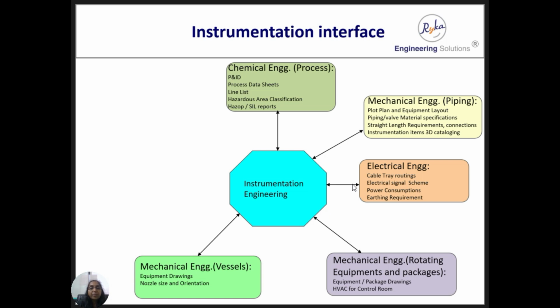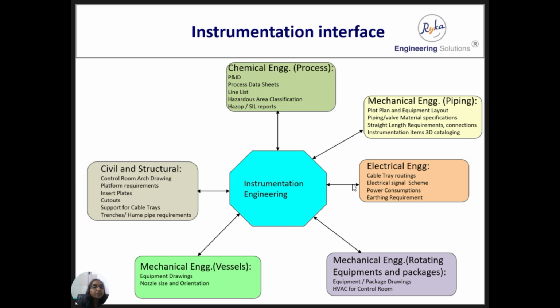Then for tanks and vessels, all these equipment drawings are shared with the instrument engineer so that the instrument engineer ensures the connections are correct with respect to the instrument items installed on them. Nozzle sizes, orientation, and any other installation requirements for critical instruments like level and nucleonic are discussed in depth with mechanical engineers, and the requirements are specified on their drawings.